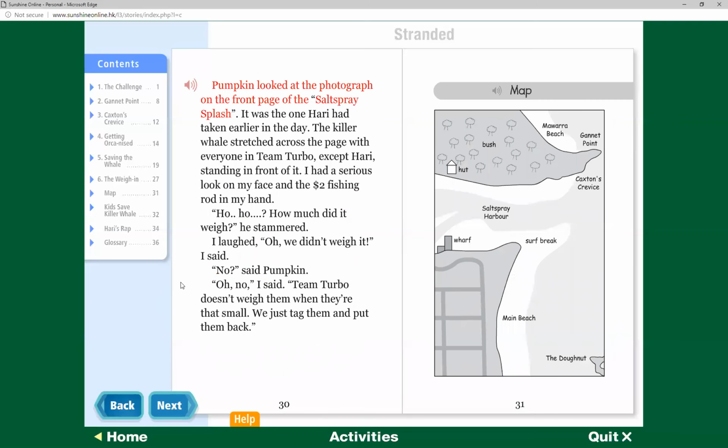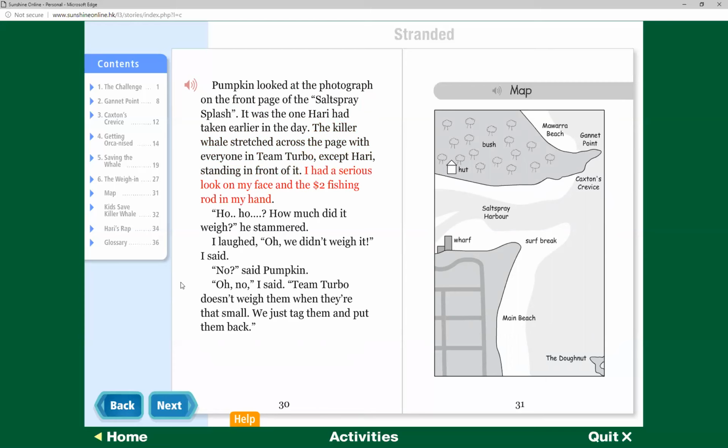Pumpkin looked at the photograph on the front page of the Salt Spray Splash. It was the one Harry had taken earlier in the day. The killer whale stretched across the page with everyone in Team Turbo, except Harry, standing in front of it. I had a serious look on my face, and the $2 fishing rod in my hand. "How much did it weigh?" he stammered.